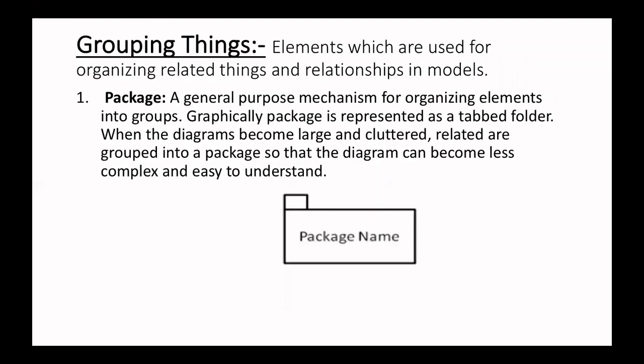Moving to the next, group things. Group things are elements used for organizing related things and relationships in models. Group things are the organizational part of UML models. These are the boxes into which a model can be decomposed. In all, there is one primary kind of grouping thing, namely the package.